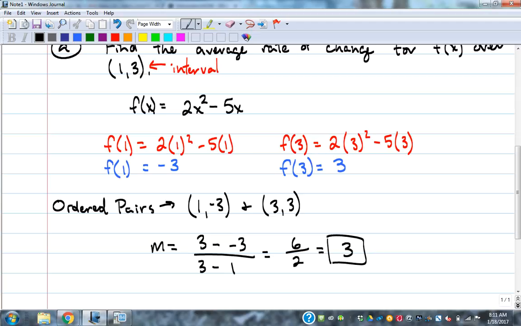The ordered pairs are just how we get there. 3 is the answer we're looking for. Okay. So it's just plugging stuff in and working from there. It's not necessarily incredibly difficult. So let's take this idea. We're going to do some more with it.